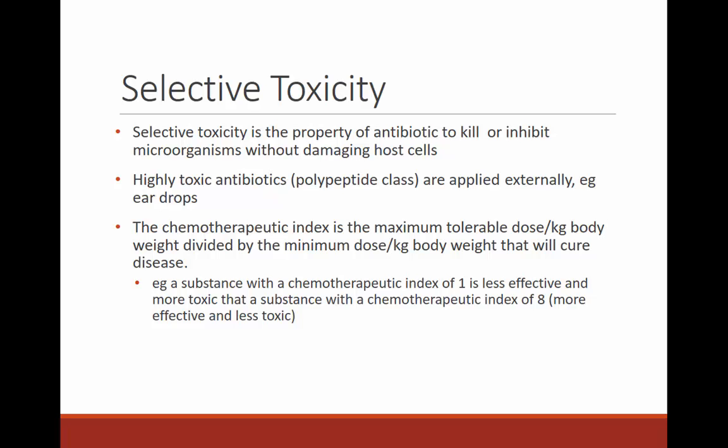So obviously external application rather than internal, that's important. So that mode of administration, is it superficial or deep? Then you have to think about the max, how much of a dose can I give?